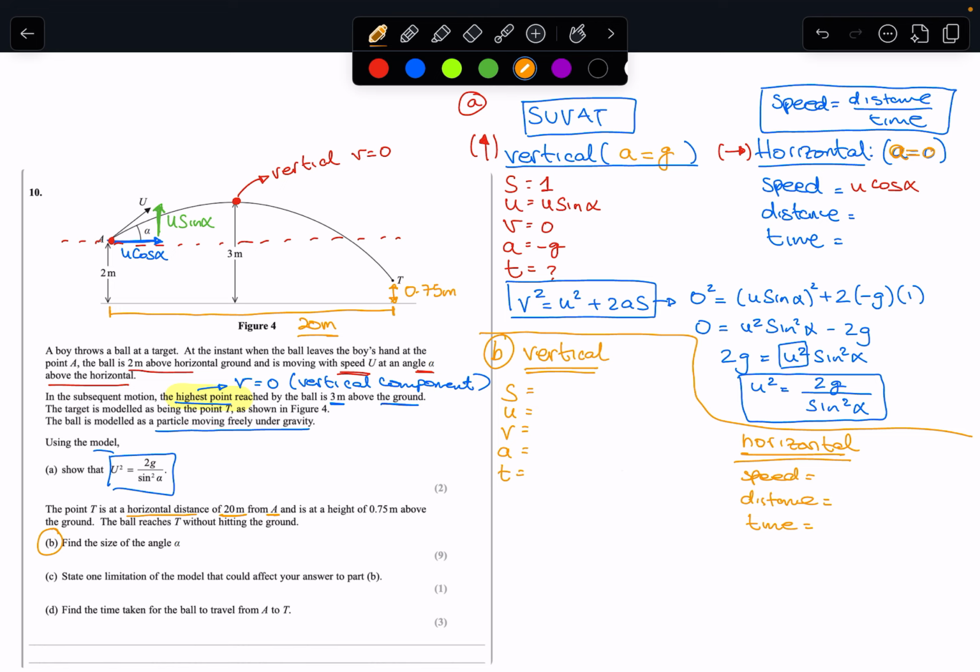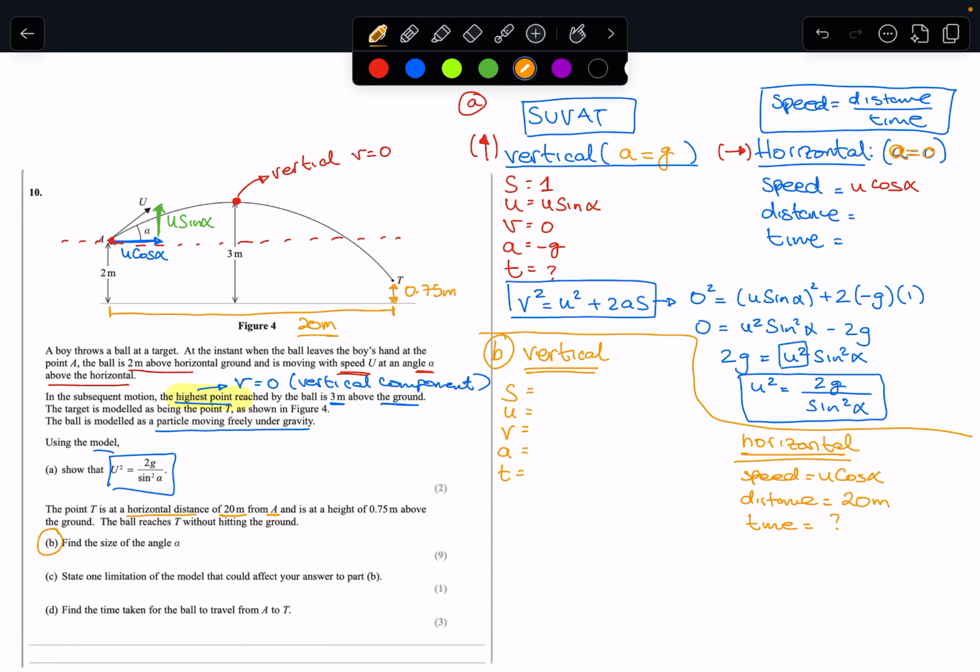In this case, what's my horizontal speed? Well, my horizontal speed does not change at all, and that will be my u cos alpha. What is my distance horizontally now? From the starting point at A to T, my horizontal distance will be 20 meters. Do I know my time? Not really, so let me put a question mark there. Given that I have 2 values for my horizontal, maybe I can try to find my time using those values.